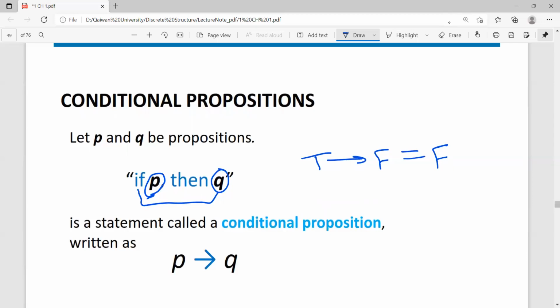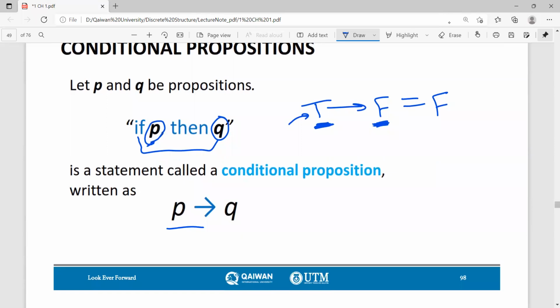If the first one is true and the second is false, say if P, then Q. If P is true and Q is false, the result is false. In only this case, the result is false. In all the other cases, the result is true. Okay? And this is symbolically if P then Q. You see that.